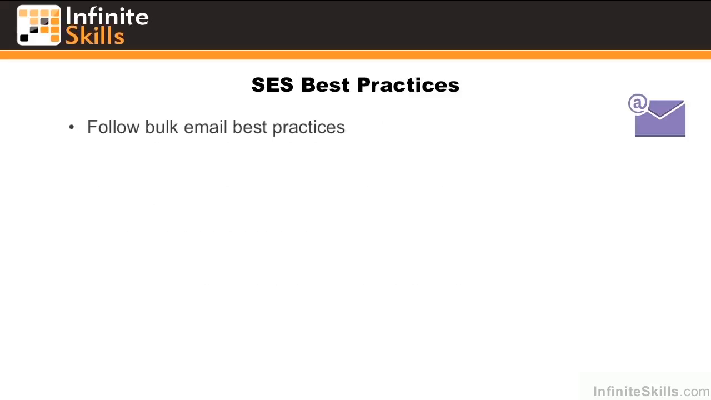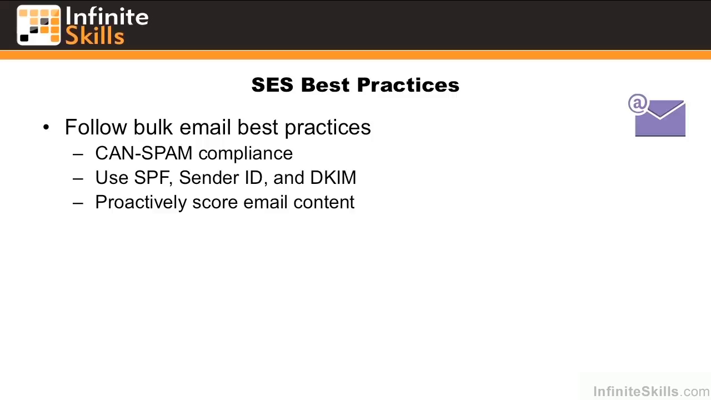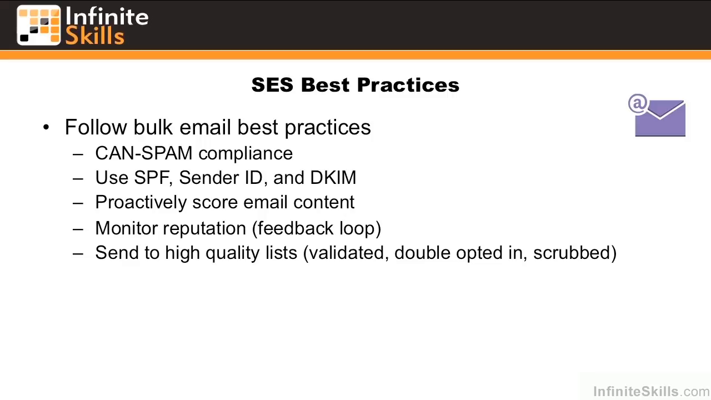SES best practices are in general bulk email best practices. First and foremost, you want to be CAN-SPAM compliant. Use SPF, Sender ID, and DKIM to help with your deliverability. Proactively score your email content before it even goes out so you know how spammy or unspammy it looks. Monitor reputation via the feedback loop that Amazon provides. Send to high-quality lists that are validated, double opted in, and scrubbed.